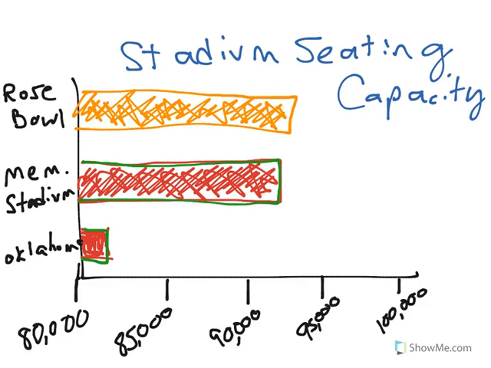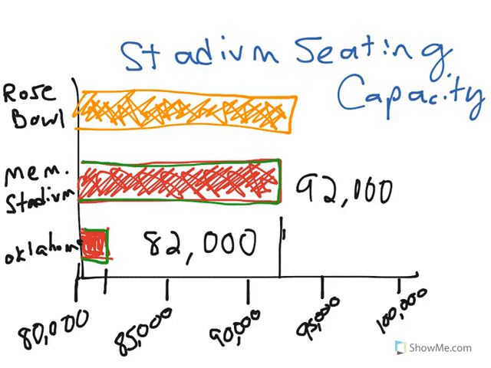So we might come to the conclusion that Memorial Stadium is like 5 or 6 times as big, because look at how much bigger Memorial Stadium's bar is than Oklahoma's. Well, is that really 5 times as big? Let's take a look at the numbers. Oklahoma's is right about 82,000. Memorial Stadium is right about 92,000. And the Rose Bowl's is about 92,500.